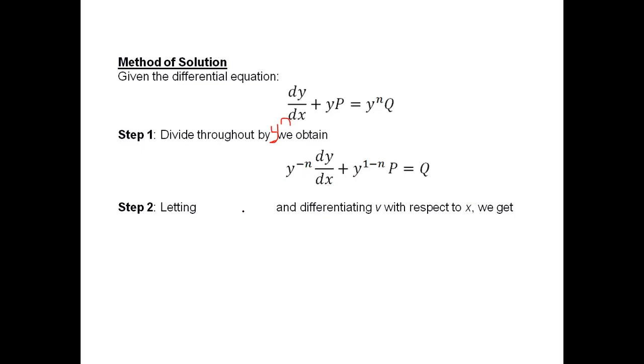Then, if we let v be equal to the coefficient of P here, and then differentiate v with respect to x, we'll get dv over dx is equal to (1 minus n) y raised to the power negative n dy over dx. Okay, that's step 2.